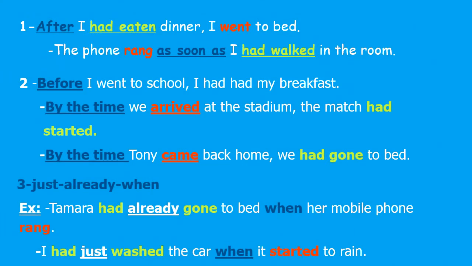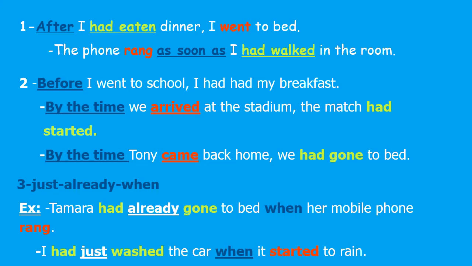Some examples. Number 1, after I had eaten dinner, comma, I went to bed. Or I can say, I went to bed after I had eaten dinner. I can put the word after in the middle. The phone rang as soon as I had walked in the room. Or I can say, as soon as I had walked in the room, comma, the phone rang.